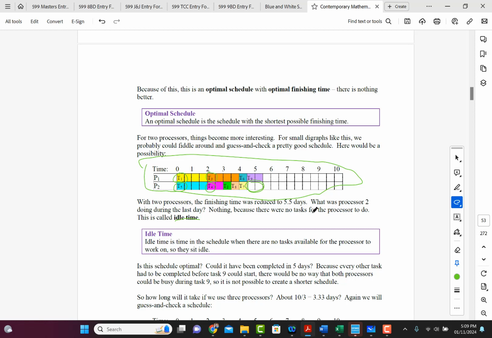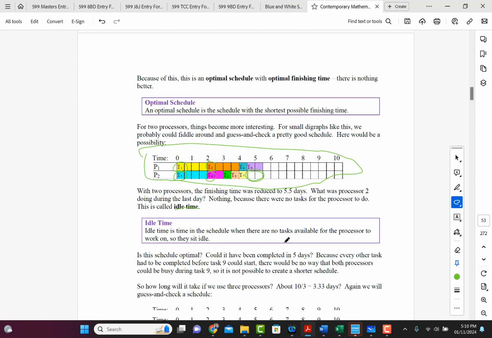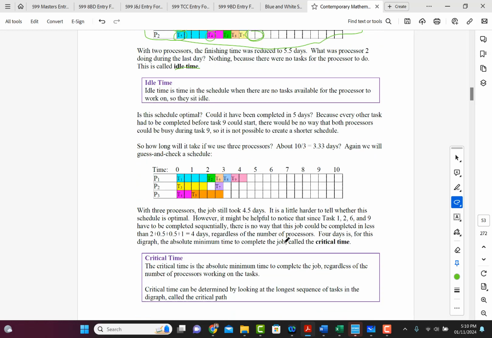So how long will it take if we used 3 processors? It would take about 3.33 days. Again, we will guess and check a schedule. Okay, so let's look at a schedule. Here we go. So here we could start tasks 1, 3, and 4 at the same time.